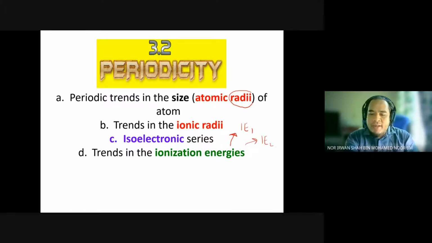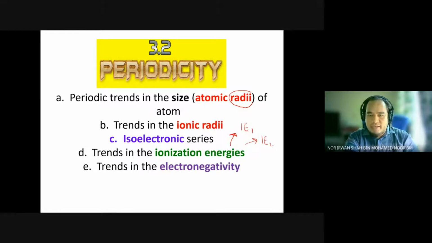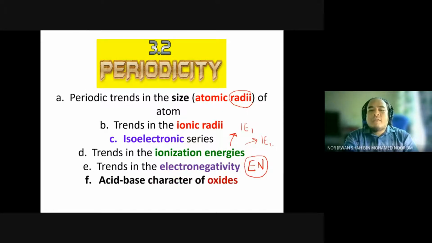Okay, and then the next trend is kita akan tengok juga tentang electronegativity or abbreviated as EN. Okay, so inilah kita sebut sebagai electronegativity. So guys, electronegativity dengan IE adalah berbeza sebab kadang-kadang ada yang confused tau. Tak apa, nanti kita akan tengoklah when it comes to this part the trends in the electronegativity. And lastly guys, dia punya penutup dia lah untuk chapter 3.2 ni.